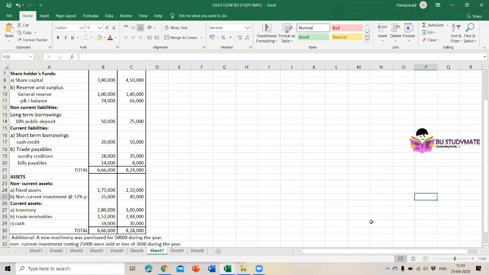Here, the share reserves and surplus is given, but net profit before tax is not given here. So you need to calculate the net profit before tax. Okay, we will start to solve now. Don't worry, those who have not written the question, you can see this.